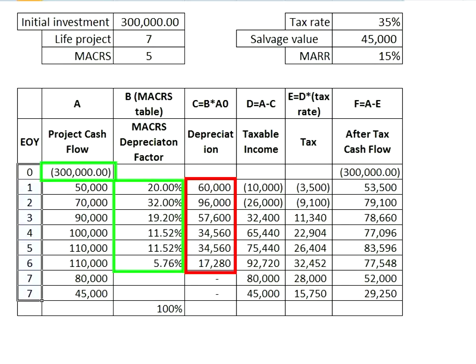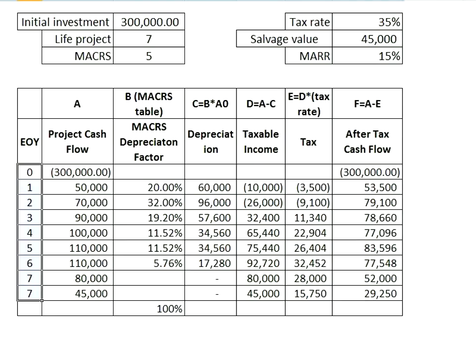In this example, column C is computed as the factors depicted in column B times row 0 in column A, the initial investment. So 20% of 300,000 is 60,000 and 32% of 300,000 is 96,000, and so on. Notice that the complete depreciation of 100% spans 6 years, because remember MACRS allows for depreciation in 5 years, but since the first year only represents half of a year, we have an extra half of a year at the end, and that's why we have to use 6 years.